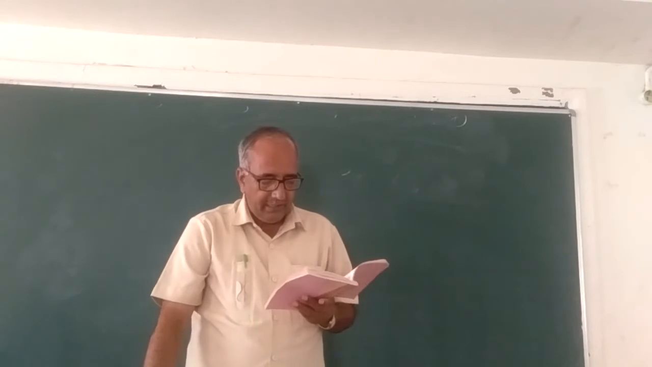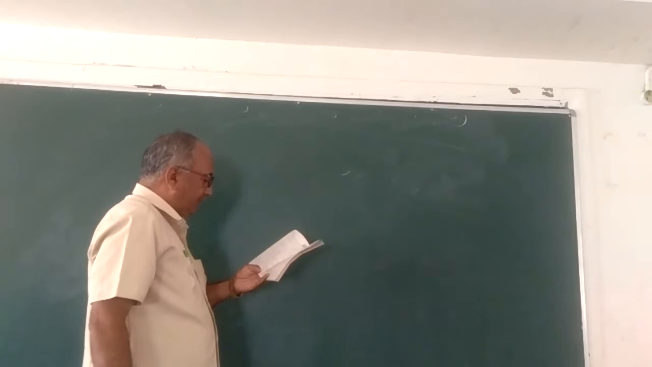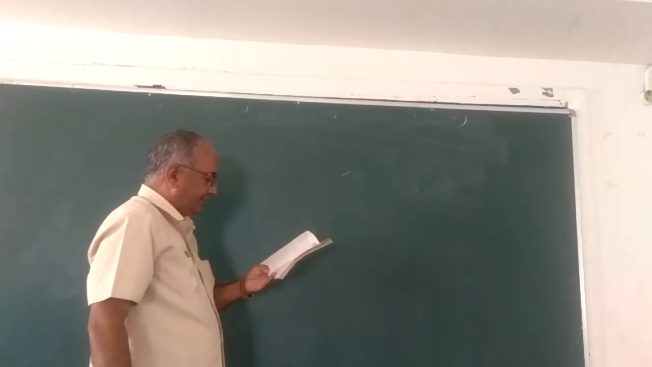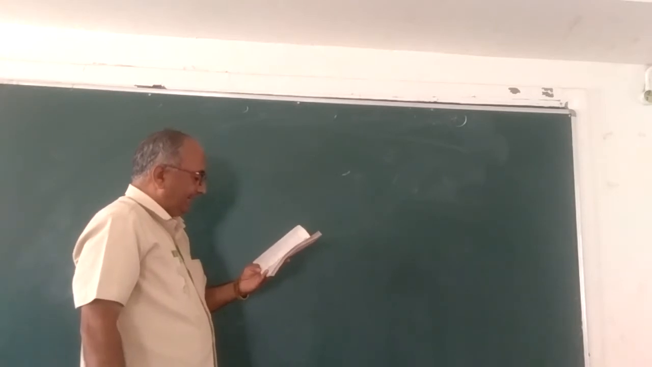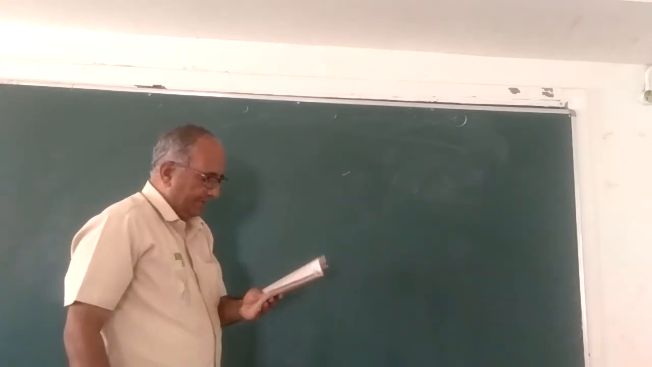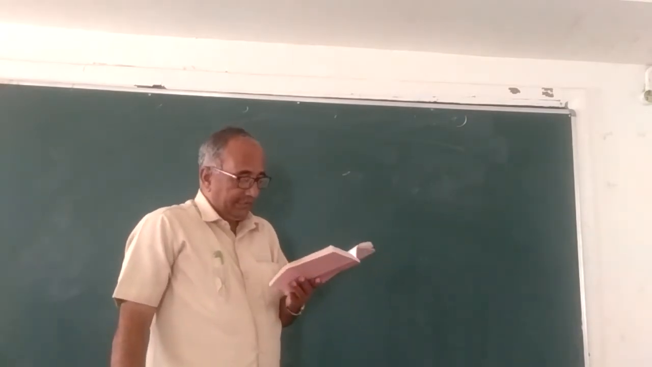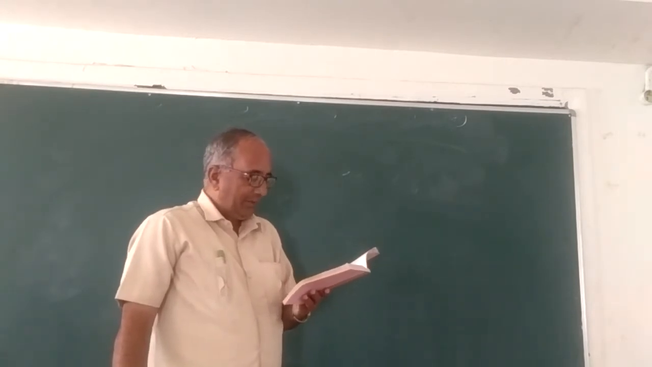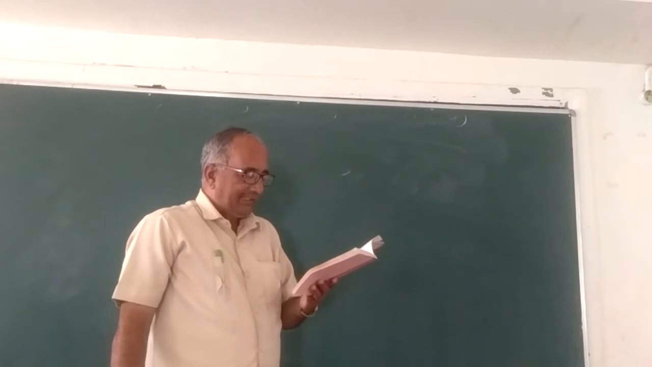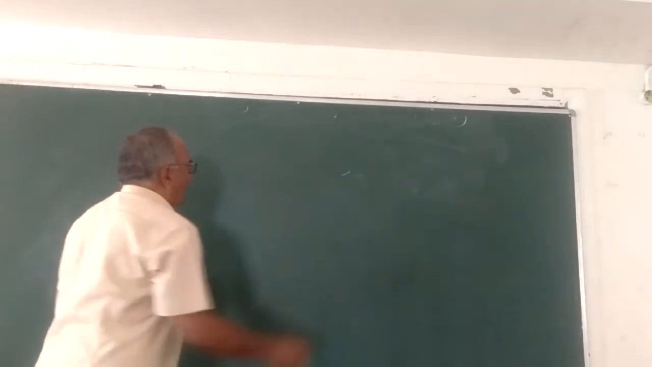contains 39.9% carbon and 6.7% hydrogen and rest is oxygen. Calculate its empirical formula. Repeats once again. An organic compound contains 39.9% carbon, 6.7% hydrogen and rest is oxygen. Calculate its empirical formula. Let us see how to calculate.